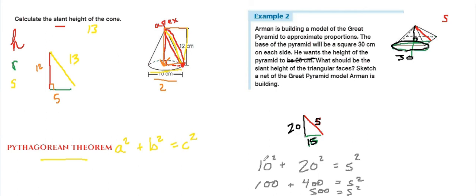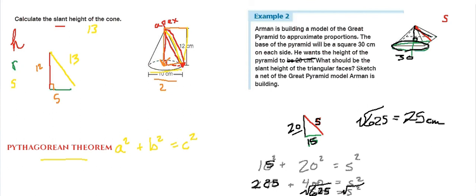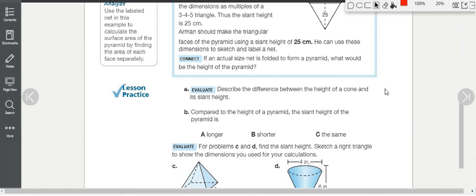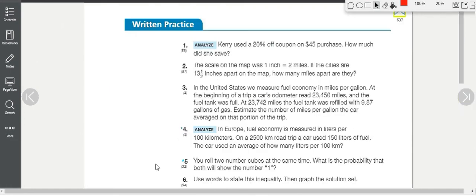So instead of 10 squared, this is 15 squared, which is actually 225. Plus 400, that's still correct, is s squared. So this is actually 625 is s squared. And like we learned in our last lesson, to find the answer to a quadratic equation, the square root of 625 gives me the slant height, which comes to 25, and we're measuring in centimeters. Must not be a great pyramid of Giza by any means. Okay. Let's answer A through D, please. You got this.